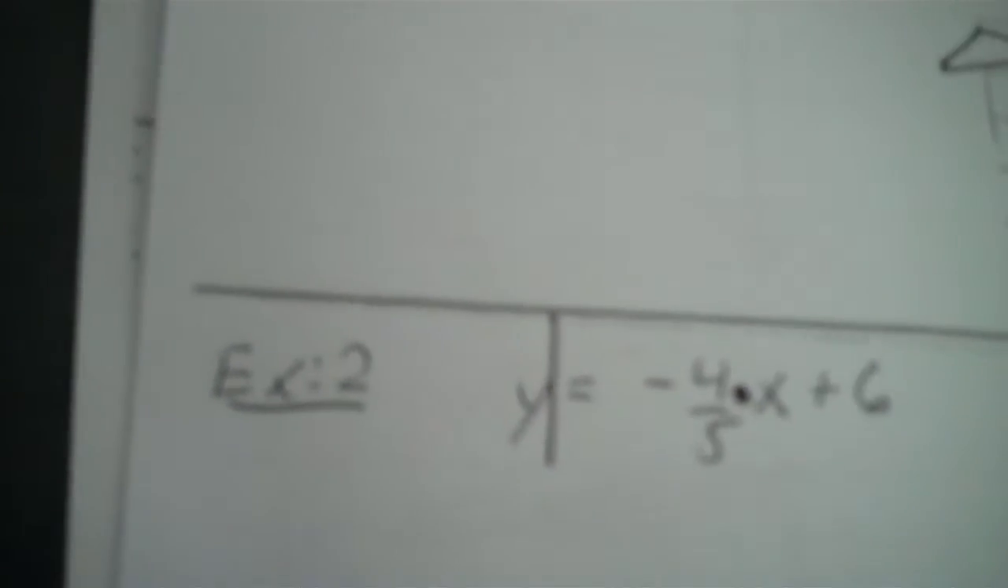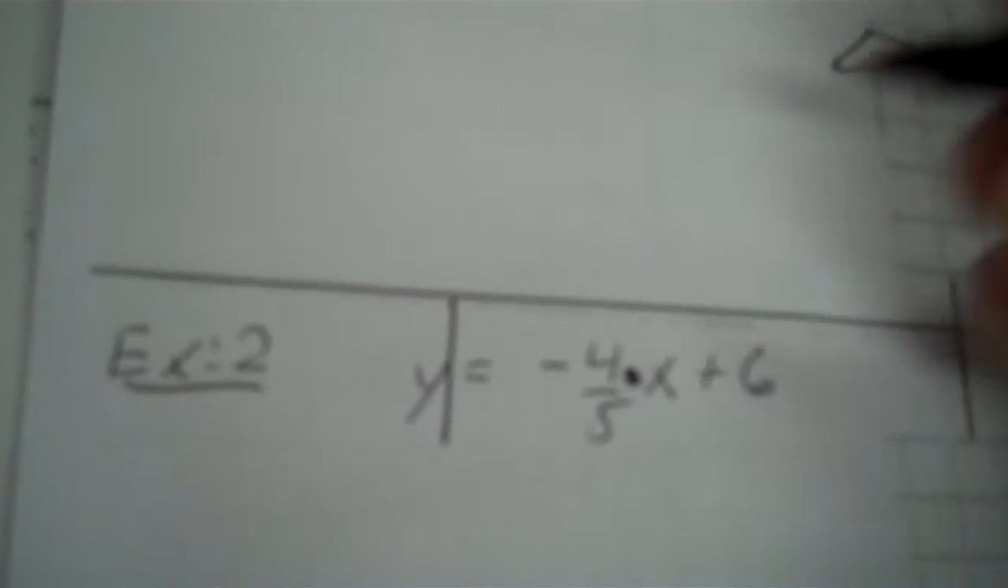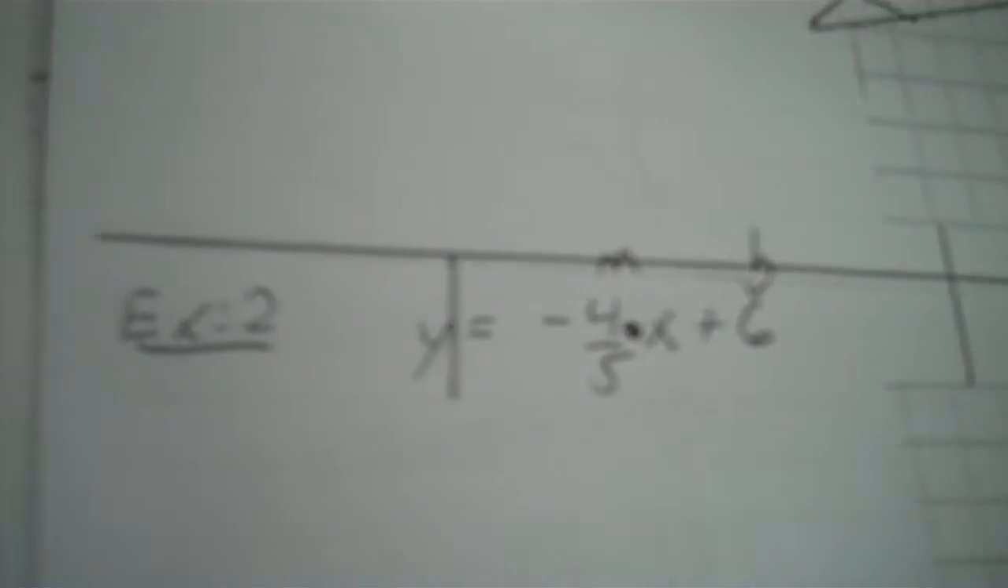Okay, example 2, y equals negative 4/5 x plus 6. Okay, so this is m, this is b. Now remember what those mean. M means slope, b means y-intercept. So the slope would be negative 4/5, and the y-intercept would be positive 6. So on the y-axis, 0, 1, 2, 3, 4, 5, 6, okay.